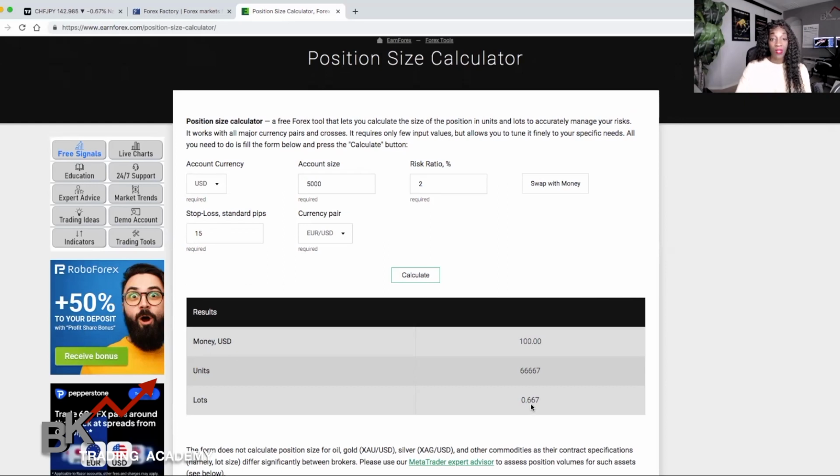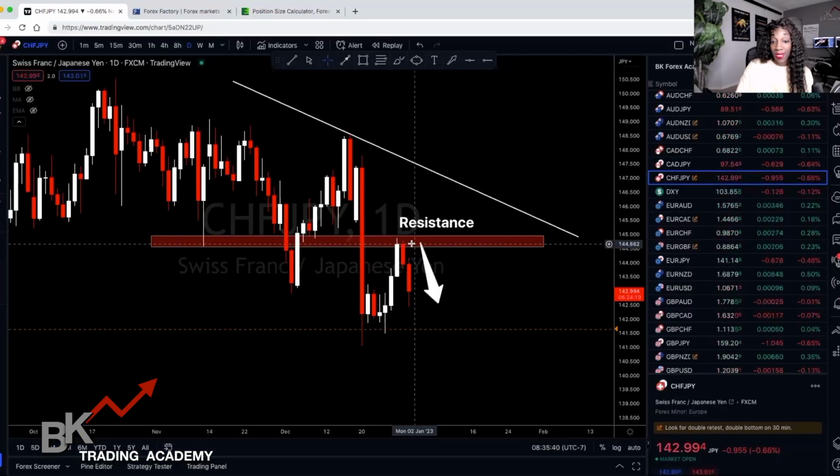Okay, $7. However, I'm not going to take that $7. Let's say, for example, we go to CHFJPY, and we sell from this area here. Let's say I got in at 144.48, but the price pushed all the way up to 144.80. So that would be almost 20 pips in a stop that I'm risking. And if I were to do that, I would have to close that position a lot faster. I would have to do a very small stop.